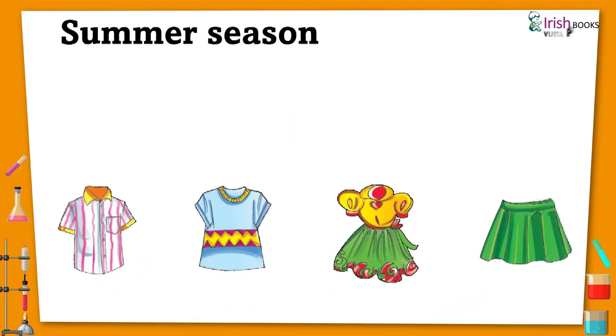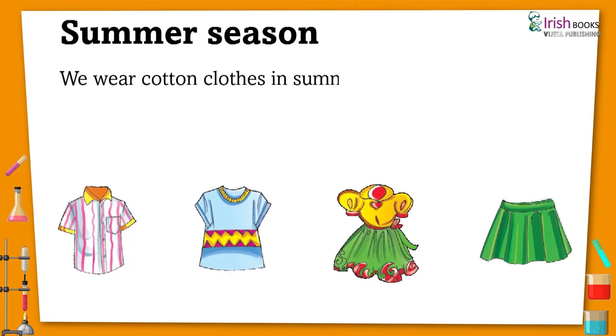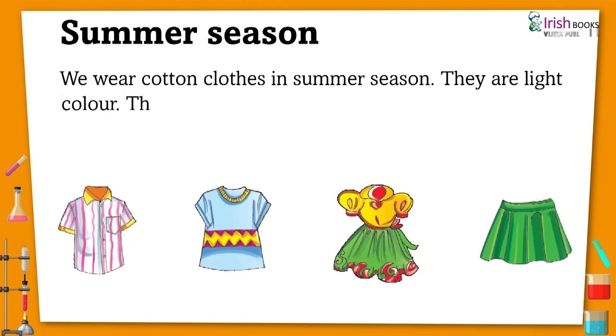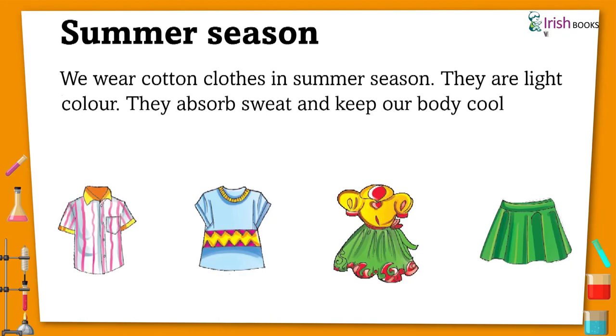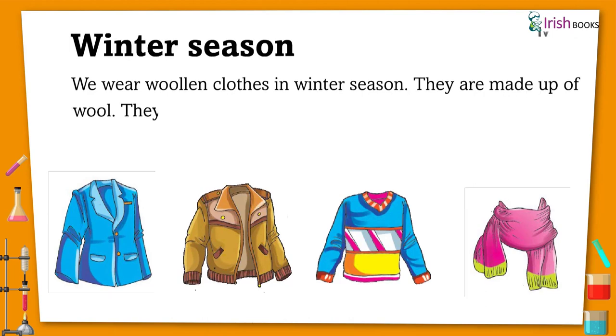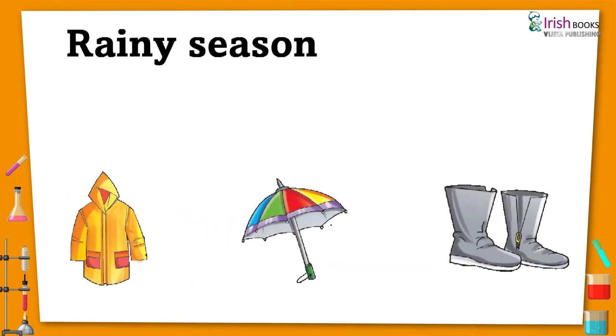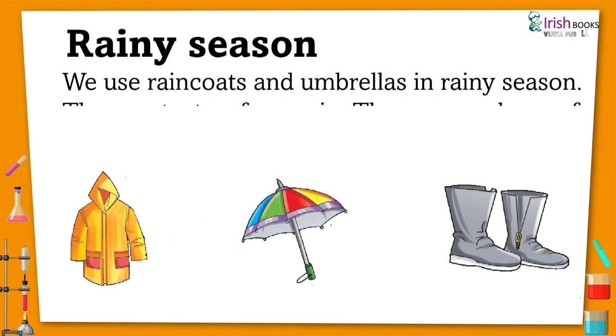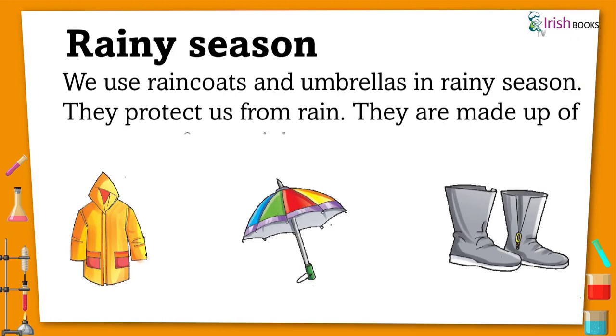Summer season. We wear cotton clothes in summer season. They are light in color. They absorb sweat and keep our body cool. Winter season. We wear woolen clothes in winter season. They are made up of wool. They keep us warm. Rainy season. We use raincoats and umbrellas in rainy season. They protect us from rain. They are made up of waterproof material.